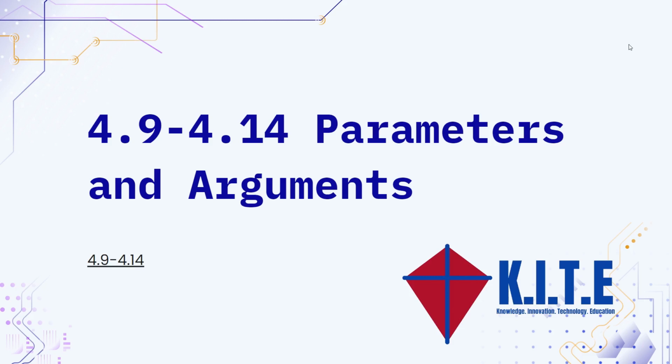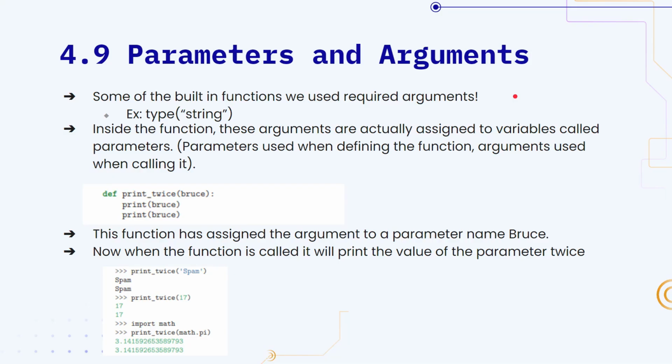Today we're going to continue learning about functions, specifically by going over Python parameters and arguments. Some of the built-in functions we used actually required arguments. For example, the function type took the argument string. And inside the function, these arguments are assigned to variables called parameters. The difference between parameters and arguments is that parameters are used when defining the function, and arguments are used when calling it. So let's take a look in the Python text editor.